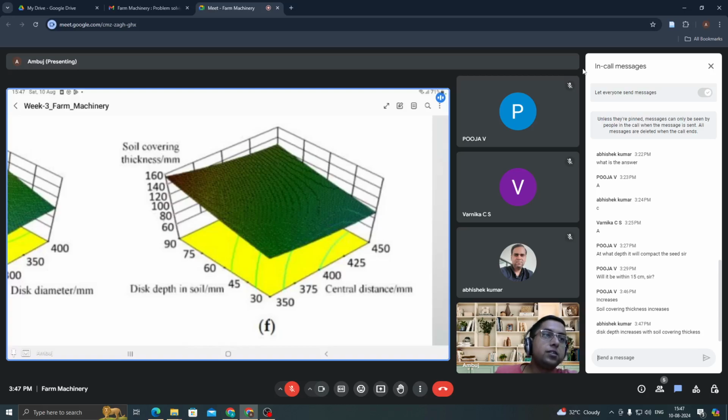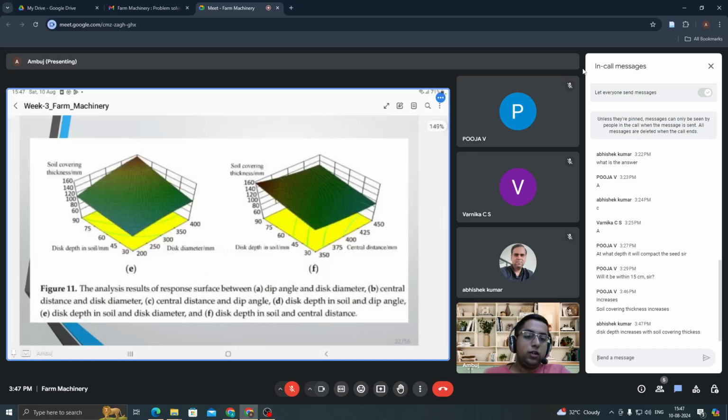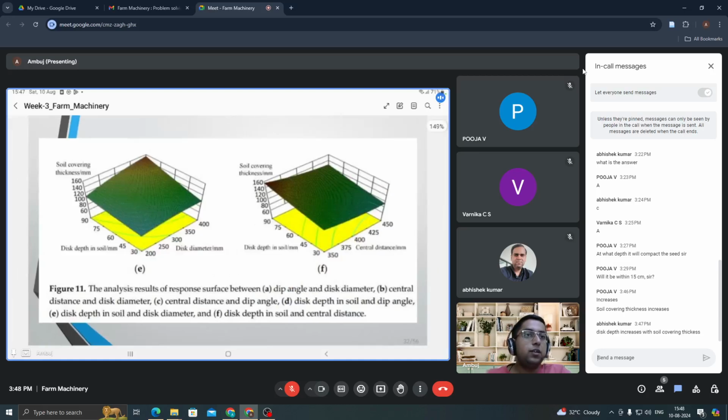Yes, disk depth increases with soil covering thickness, definitely. You are correct. Both are having the same ratio and proportion. Okay, this was the long explanation of this particular question, regarding the soil compaction pressure in case of a planting device.